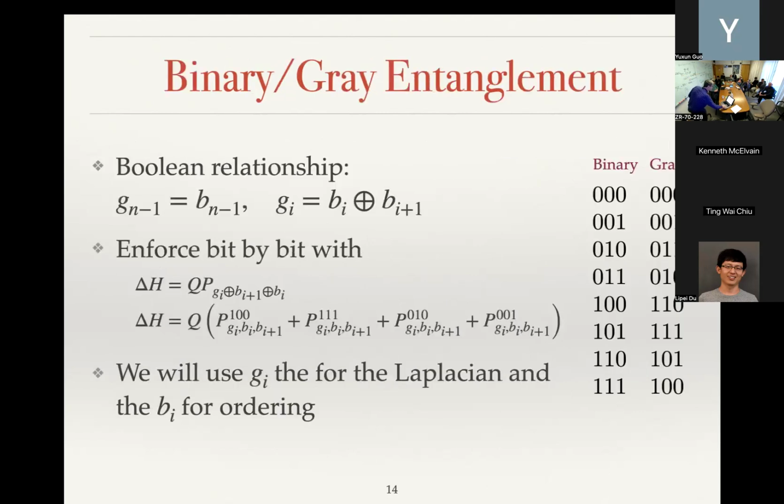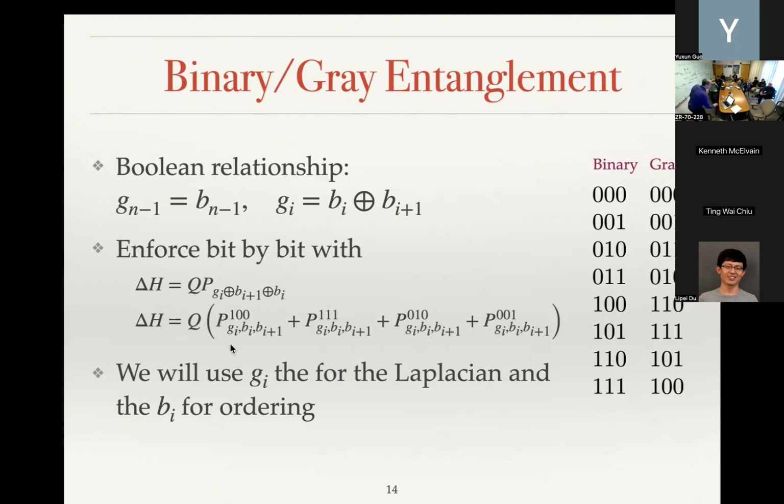So let's go. If I write down codes, these would be binary codes for 0 through 7, the binary column here, and then this is the corresponding Gray code. It turns out you can write down a Boolean relationship between the bits in the two, and you can enforce it bit by bit. So for the ith bit, starting from 0, it would be the bottom bits and 1 up in the binary. You can compute these projectors.